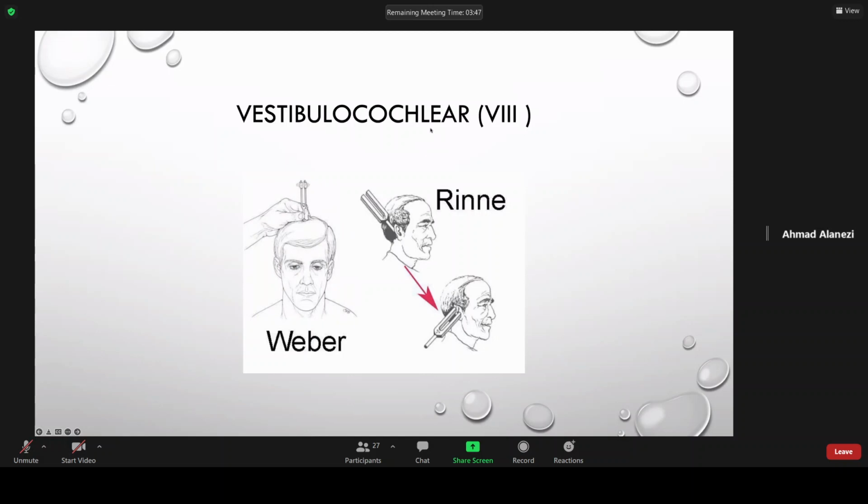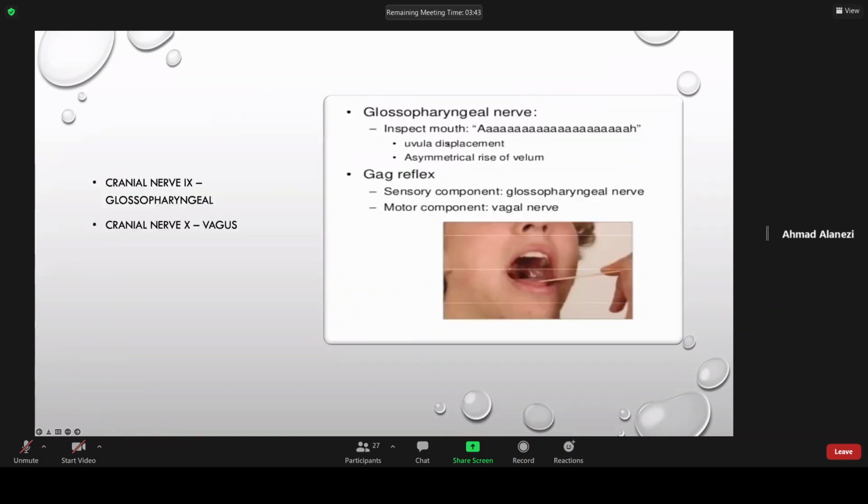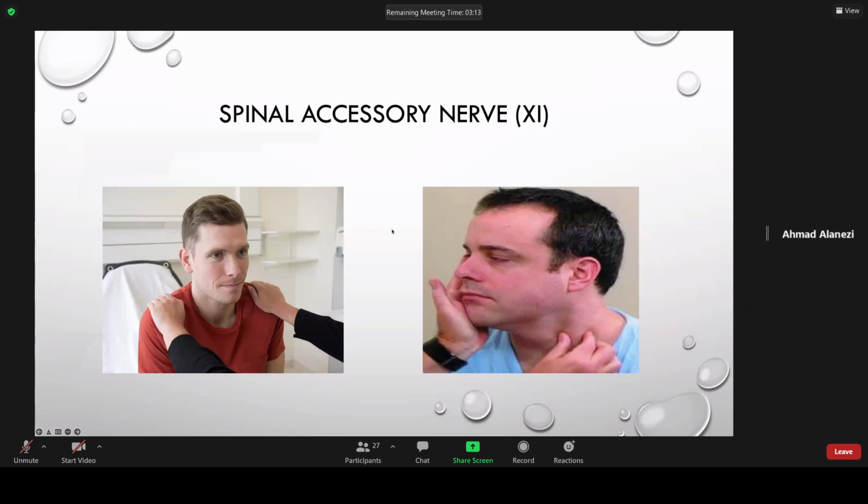Glossopharyngeal nerve, you inspect the mouth and ask him to open the mouth to see the uvula in central position, and ask him to say ah to see the palate and uvula elevation. Gag reflex, we do it in a patient who's comatose. We don't routinely do it in patients. So the movement of the palate gives you a hint about those two nerves. Glossopharyngeal.